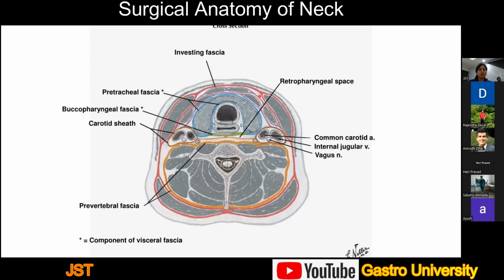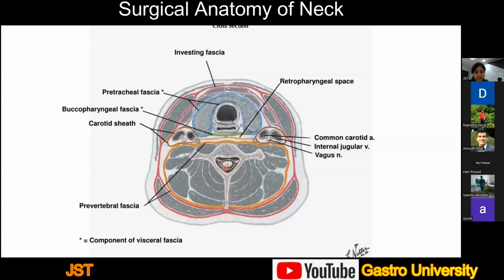Now let's look at the blue diagram that we can see here. This blue layer is the pretracheal layer. We know this is the trachea, this is the esophagus. So anterior to the trachea would be the pretracheal layer. Now this pretracheal layer has two compartments, a visceral and a muscular. Visceral, as the name suggests, will have the thyroid, the parathyroids, a bit of esophagus, and the muscular compartment will have the infrahyoid group of muscles.